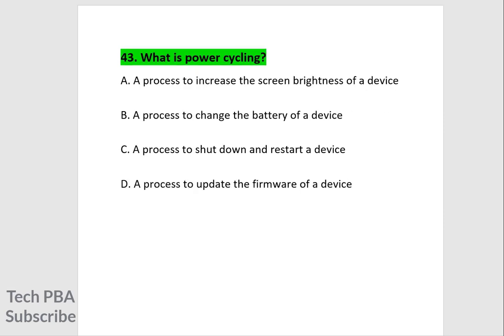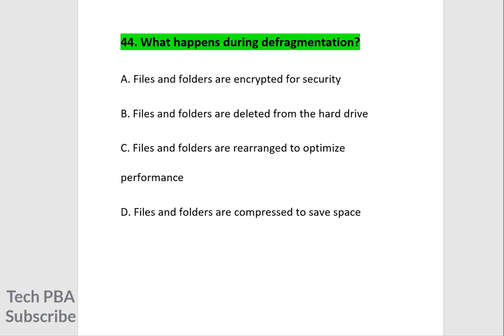Question number 43, what is power cycling? The correct answer is option C. It's a process to shut down and restart a device, any device at all. It can be a mobile phone, a computer, anything. So the process to shut down and restart a device is what we refer to as power cycling. Question number 44. What happens during defragmentation? Correct answer over here as well is option C. During defragmentation, files and folders are rearranged to optimize performance of your PC.